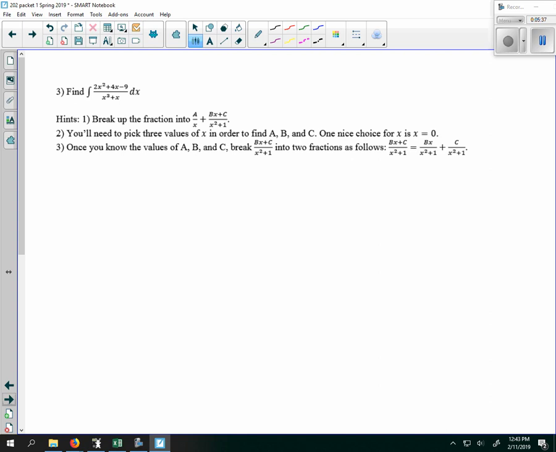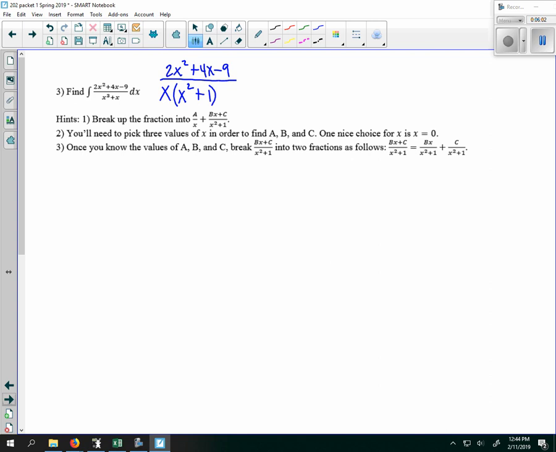I want to find the integral of (2x squared plus 4x minus 9) over (x cubed plus x) dx. My first hint is to break up the fraction. So I'm going to factor the denominator: 2x squared plus 4x minus 9 over, factor out the GCF, and I get x times (x squared plus 1).